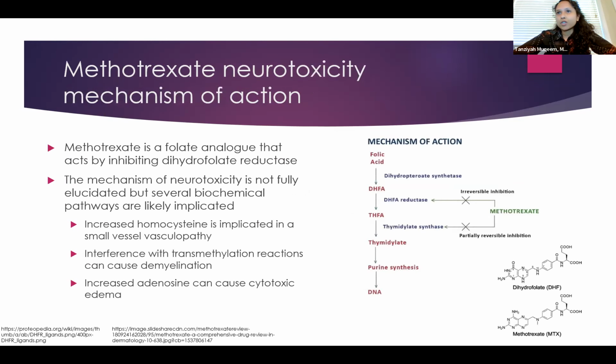Just to review methotrexate, kind of harkening back to basic biochemistry, methotrexate is a folate analog, and it acts by inhibiting dihydrofolate reductase, which is a key enzyme in the 1-carbon pathway for helping to create amino acids and the backbone of DNA. The mechanism of neurotoxicity is not fully elucidated, but several different biochemical pathways are likely implicated.